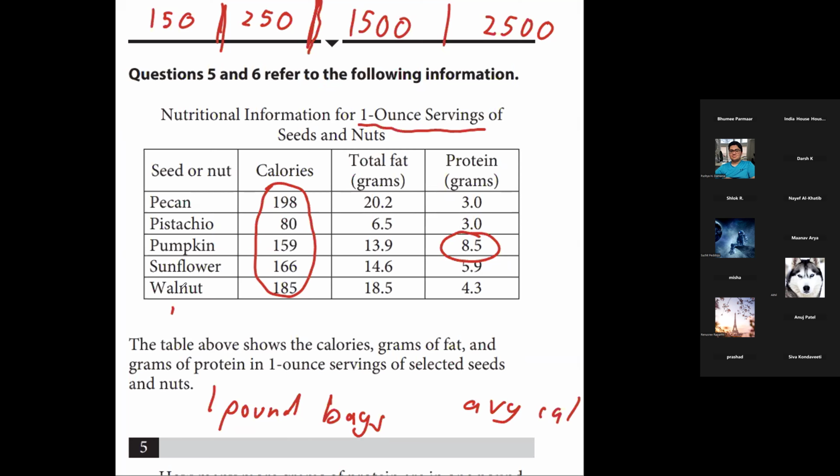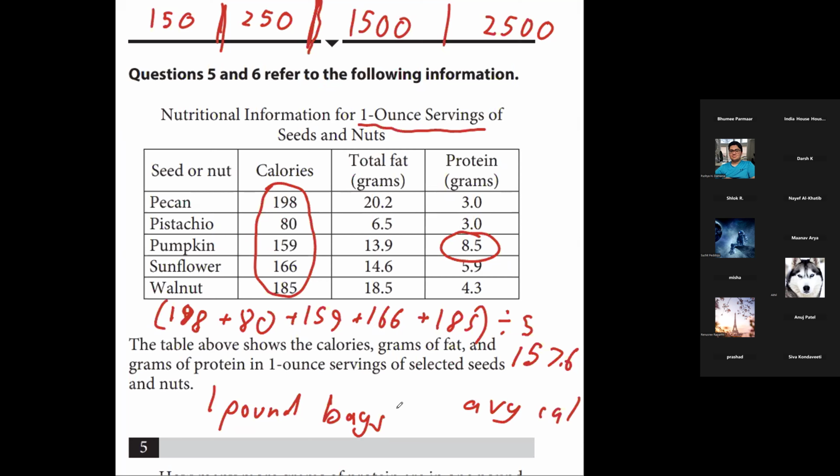So this would be 198 plus 80 plus 159 plus 166 plus 185. And then take all that and divide by 5, which gets us about 157.